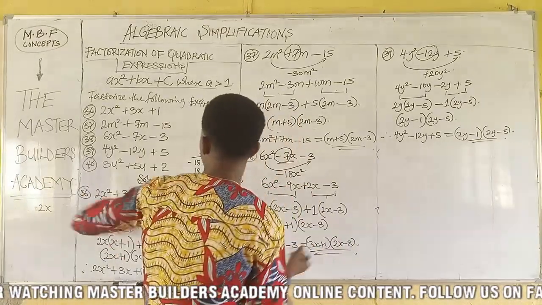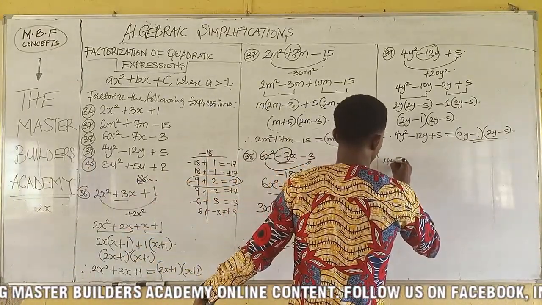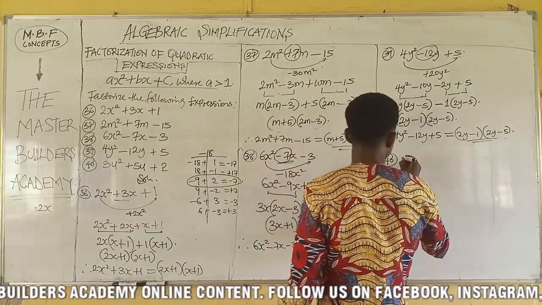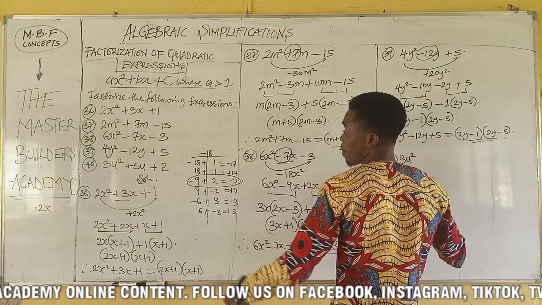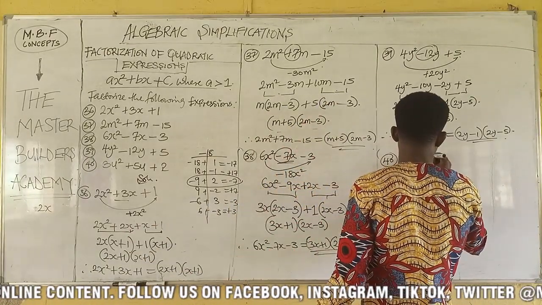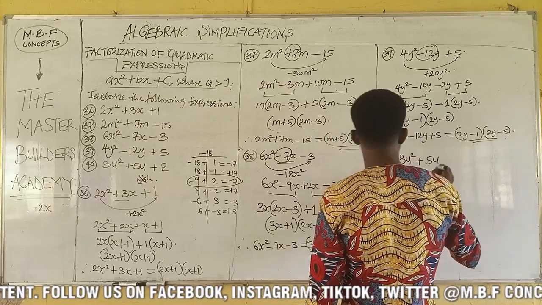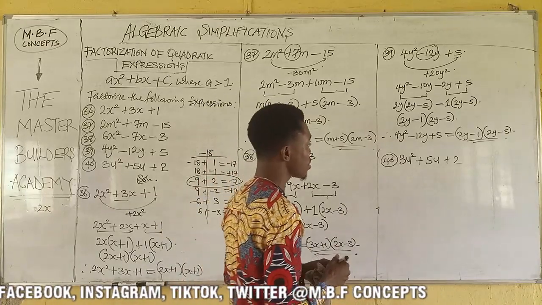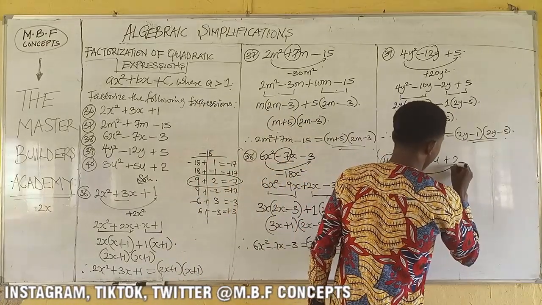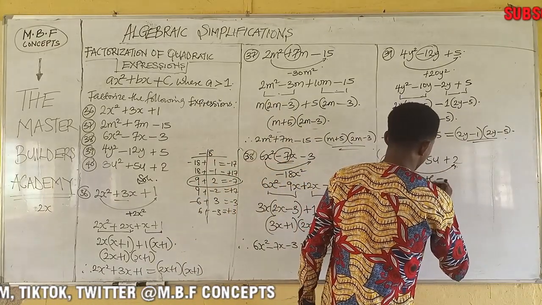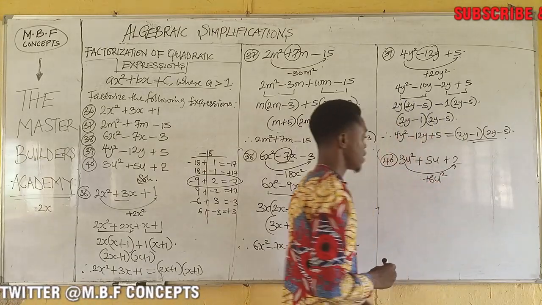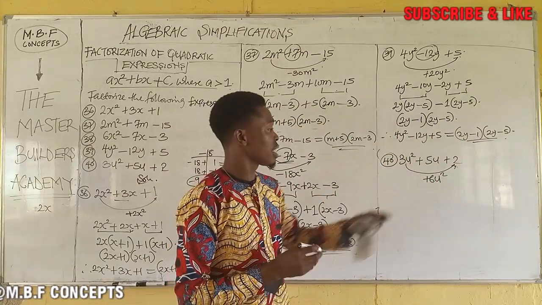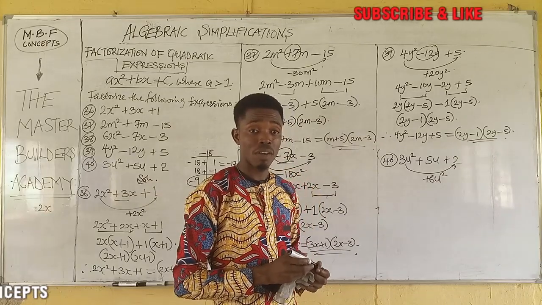Now, let's go. Question number 40. We have 3u squared plus 5u plus 2. Okay, this is very simple. Of course, you can do this, but let's rush it. We multiply this, and we are going to have this as plus 6u squared. Agreed? Yes. 3u squared times 2 would have given us plus 6.